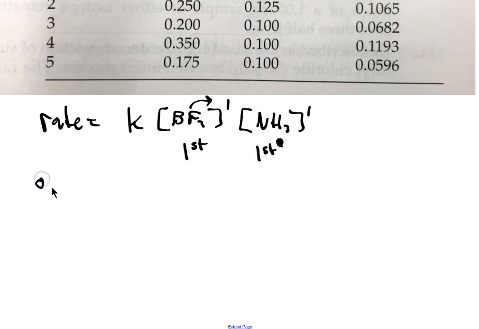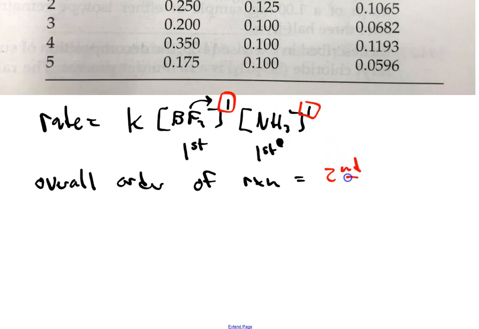Sometimes they'll ask for the overall order of the reaction. To find the overall order of the reaction, you add the 2 exponents. So this is a second order process or a second order reaction. You okay with that? That was in the reading, but that's super important for us. So to find the individual order of reactants, you just know the exponents. To find the overall order of the reaction, you add the exponents.